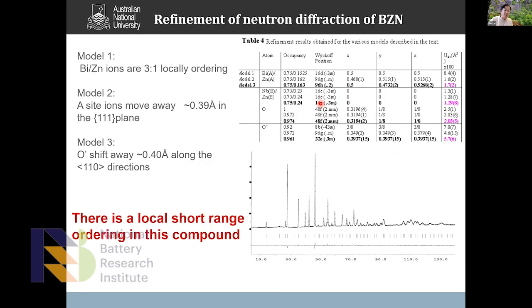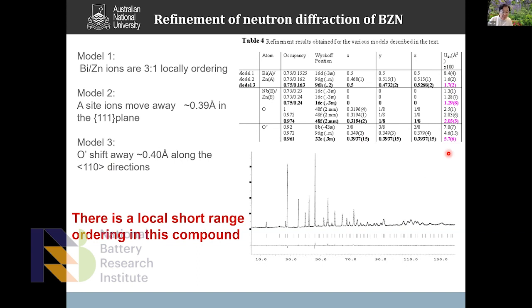So we do the structure refinement. We will find here model 1 is a chemical ordering, and model 2, model 3 are based on the picture I described. So you will see here, the last one is new, step by step. You will see the thermal parameters changing quite significantly.